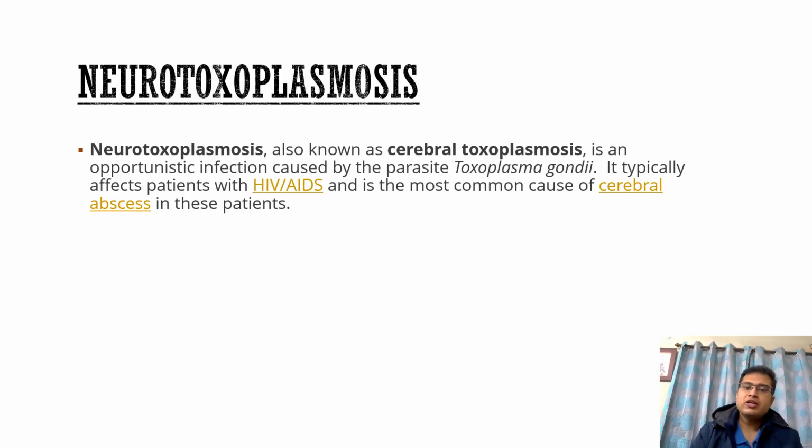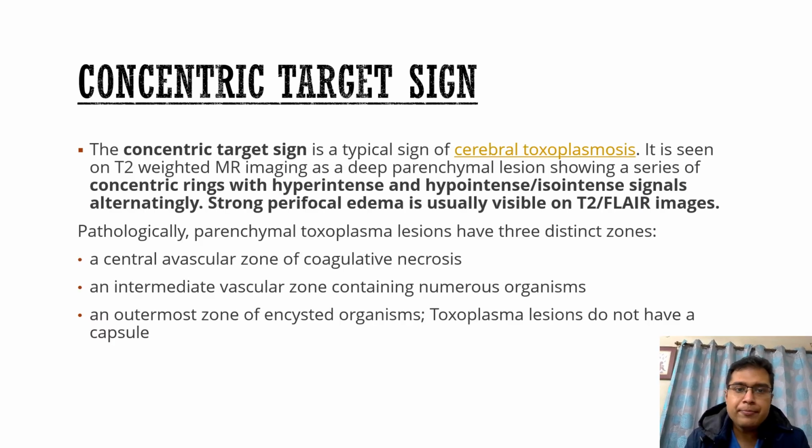Neurotoxoplasmosis or cerebral toxoplasmosis is an opportunistic infection caused by the parasite Toxoplasma gondii, and it typically affects patients with HIV or AIDS and is the most common cause of cerebral abscess in these patients. Coming to that important sign, the concentric target sign is a typical sign of cerebral toxoplasmosis, and it is seen as concentric rings of hyperintense and hypointense signal alternating. And there is strong perifocal edema also seen on T2 and FLAIR images.